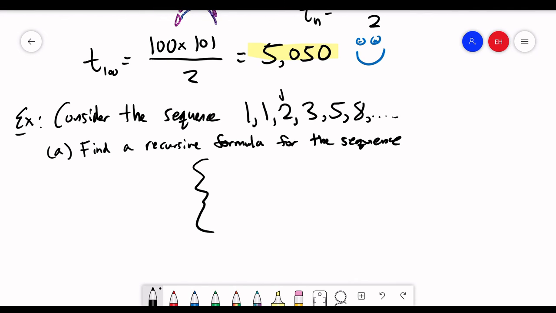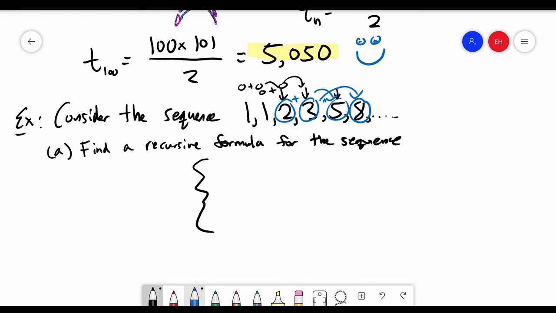The pattern is that if you look at this 2, you get that by adding the previous 2 terms. The 1 plus the 1 gives me the 2. And the 3 I get by adding the previous 2 terms, 1 plus 2. And to get the 5, I add the 2 previous terms, 2 plus 3. And to get the 8, I add the 2 previous terms, 3 plus 5. And that is going to be our pattern. The next term would be 13, because it's going to be 8 plus 5.